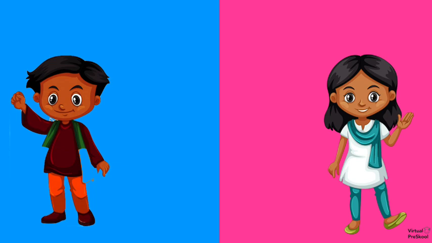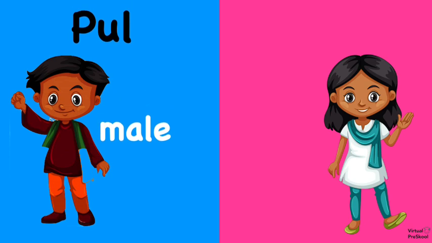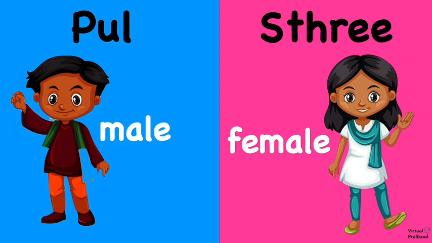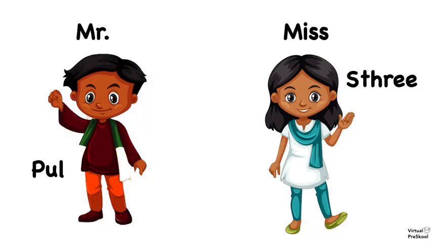In Hindi, there are two noun categories. The pull category is the male category, and stri is the female category. And every single noun falls into one of these categories. Remember, every single noun falls into one of these categories, and a noun cannot be in both categories. Each noun is going to be in one or the other.